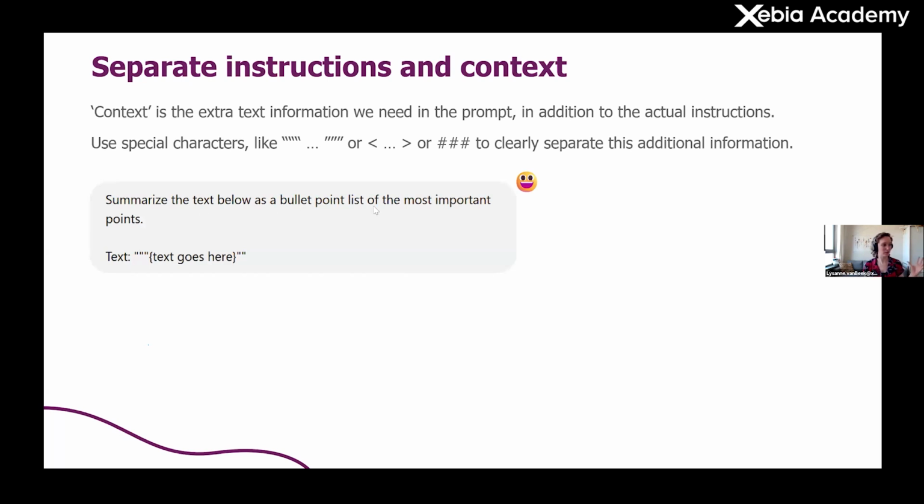Summarize the text below as a bullet point list of the most important points. And then the text you can put in here. And for short prompts like this, it's not really necessary. ChatGPT will be fine recognizing what is instructions and what is context. But like I said, once you get really long context, really long instructions, it might help.